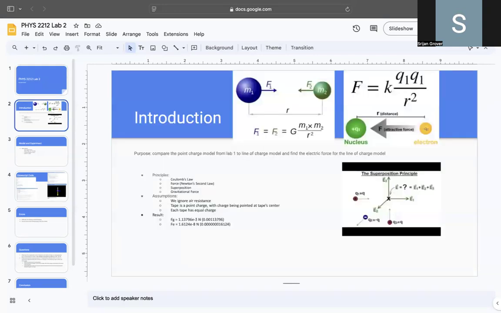Introduction. The purpose of this lab is to compare the point charge model from Lab 1 to the line charge model of this lab and find the electric force for the line of charge model. The principles that we're going to be using in this lab are Coulomb's law, force, which is Newton's second law, the law of superposition, and gravitational force. We're going to be assuming that air resistance is irrelevant.